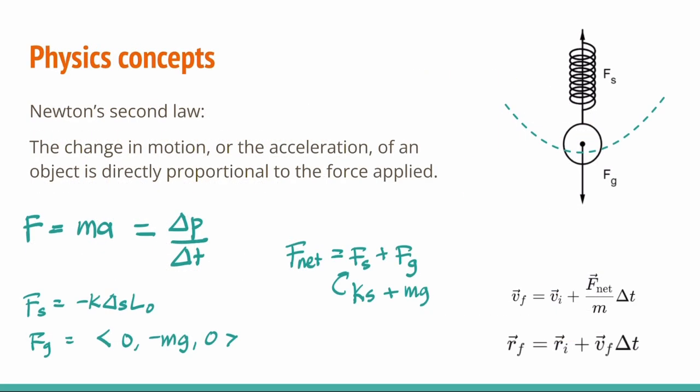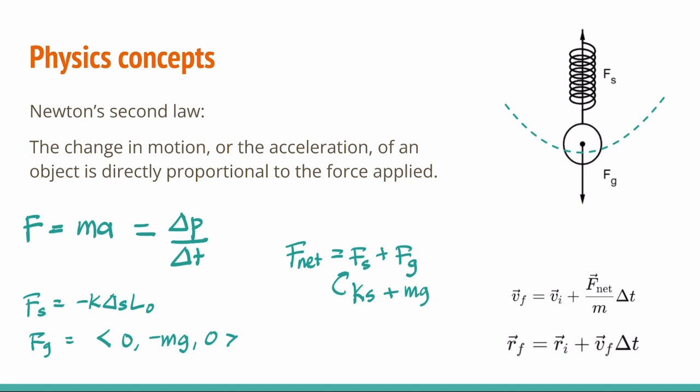For this lab, we have a couple of physics concepts such as Newton's second law, which is the change in motion or the acceleration of an object is directly proportional to the force applied. Here, force is equal to mass times acceleration, or the change in momentum over time. Here in our system, we have different types of forces such as the force of spring and the force of gravity with the formula shown here. The net force is equal to the force of spring plus the force of gravity.